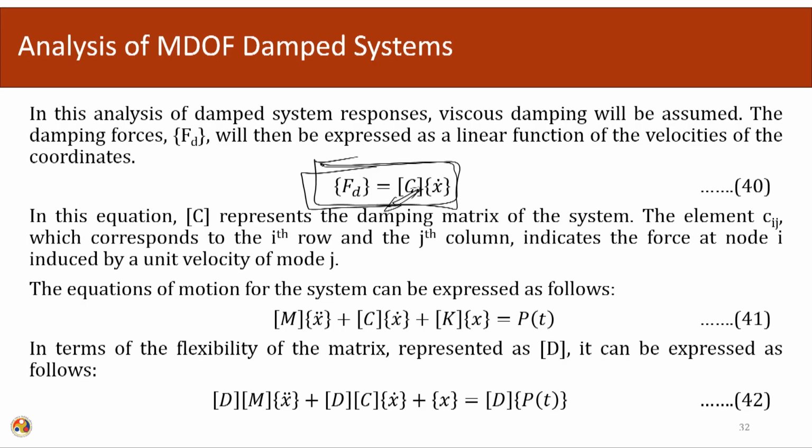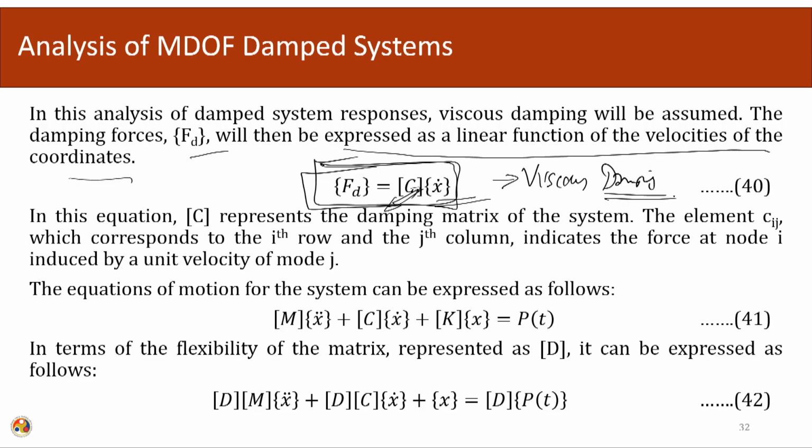The damping forces might be caused by any type of phenomena, but we are representing them using a viscous damping part. So, the damping force Fd is expressed as a linear function of the velocities of the coordinates. This is a representation of viscous damping. Normally we use the viscous damping formulation in our multiple degrees of freedom system analysis. In this equation, the matrix C represents the damping matrix of the system. The element Cij, which corresponds to the ith row and jth column, indicates the force at node i induced by a unit velocity of node j.